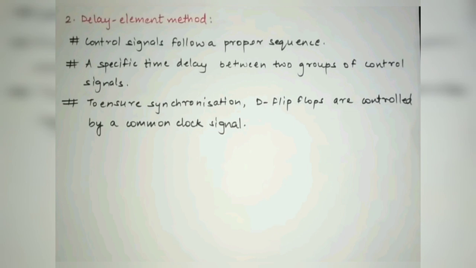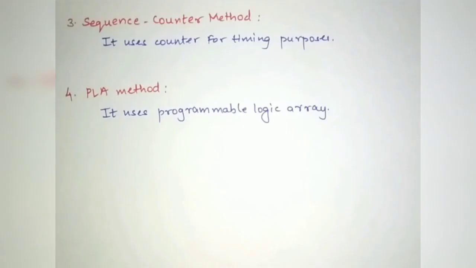Second is the delay element method. In this method, control signals get generated in a proper sequence. There is a specific time gap between two signals, which helps in proper synchronization. Third is the sequence counter method. It uses a counter for timing between two control signals. Fourth is the PLA method, which uses a programmable logic array. In this, we have an array which has the logic of every instruction set. We can update that logic by programming, so it is called a programmable logic array.